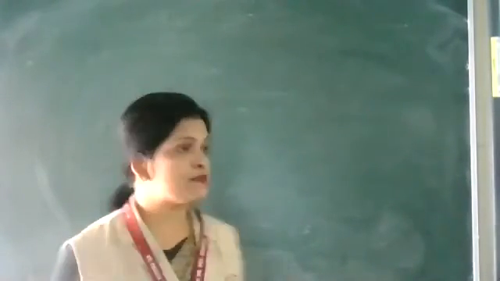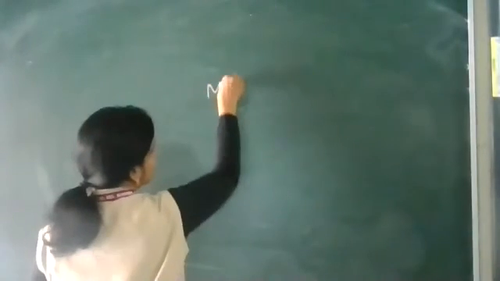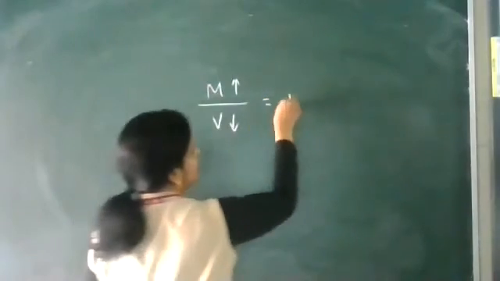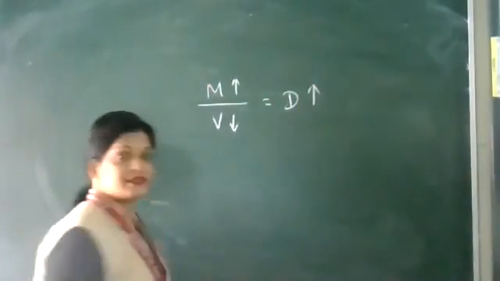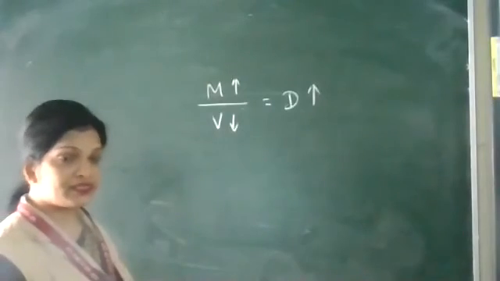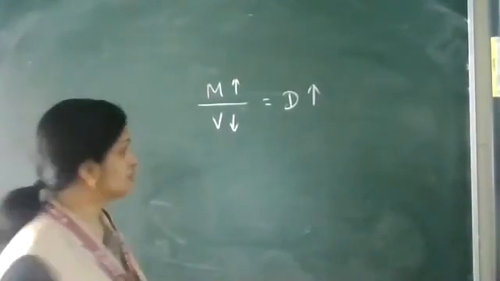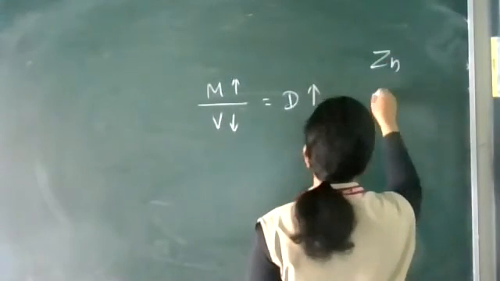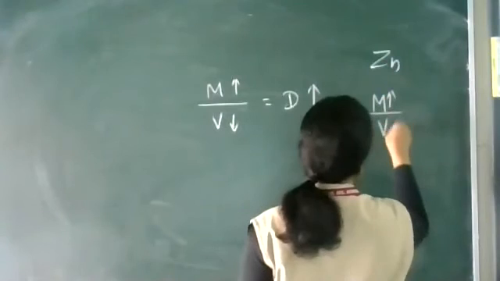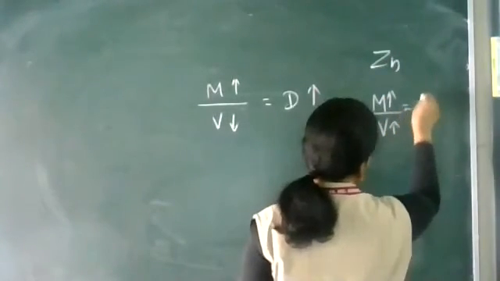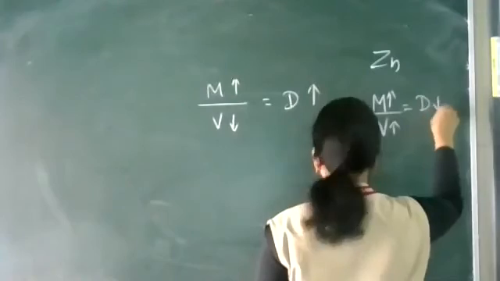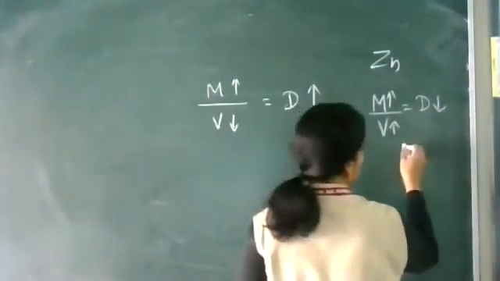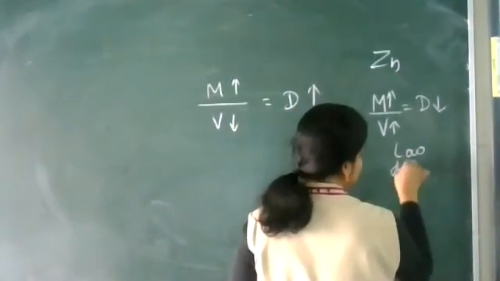Why? Because density means mass by volume. Mass is increasing, volume is decreasing, so density is increasing. But when we reach zinc, volume is increasing. In the case of zinc, mass is increasing, and accordingly volume is also increasing, so density is decreasing. Here zinc has got low density.